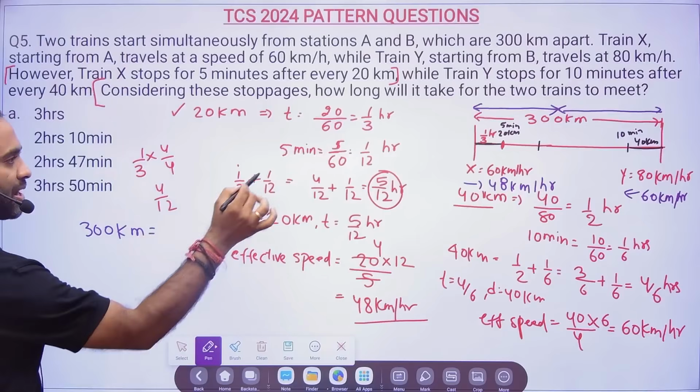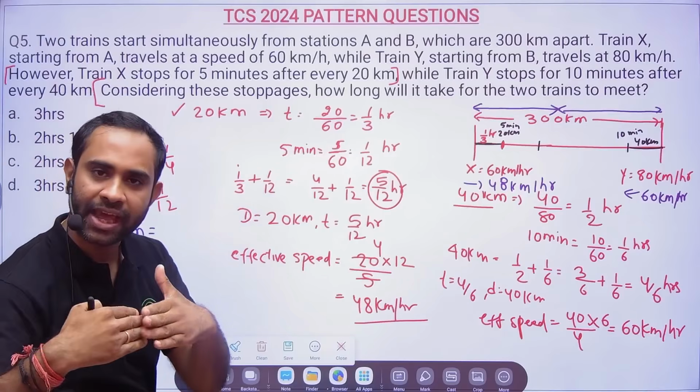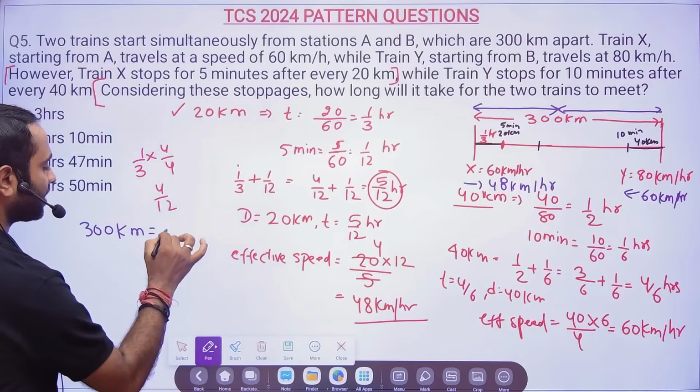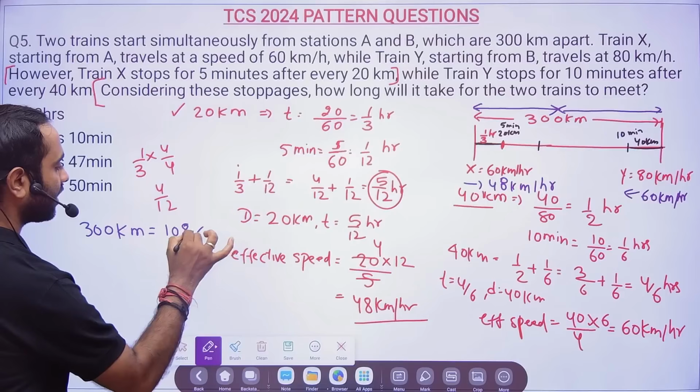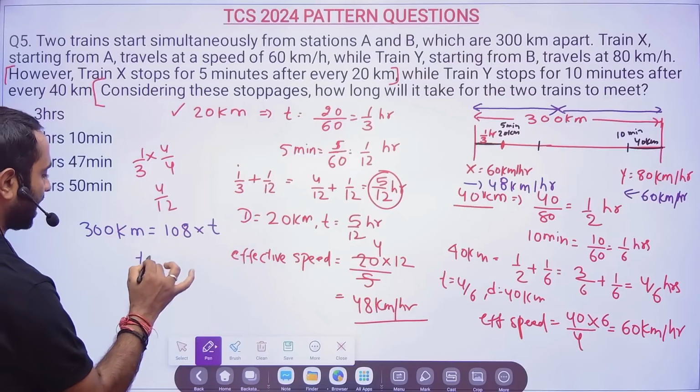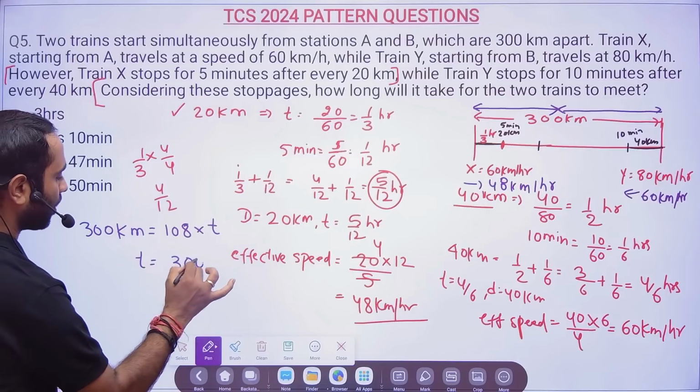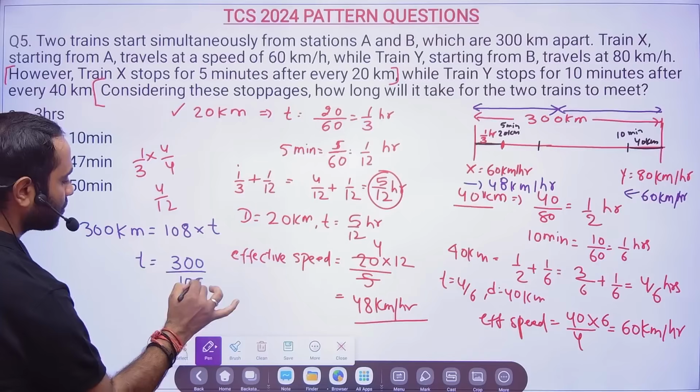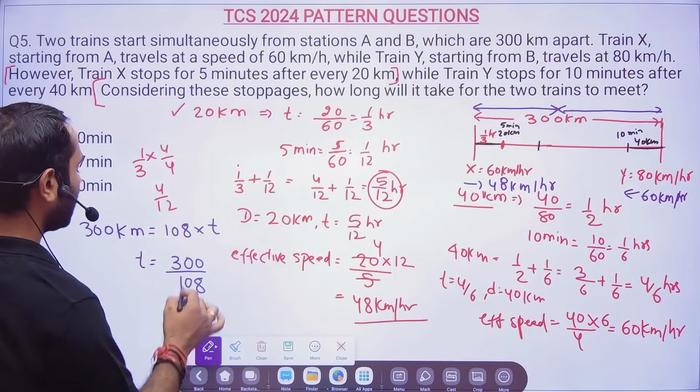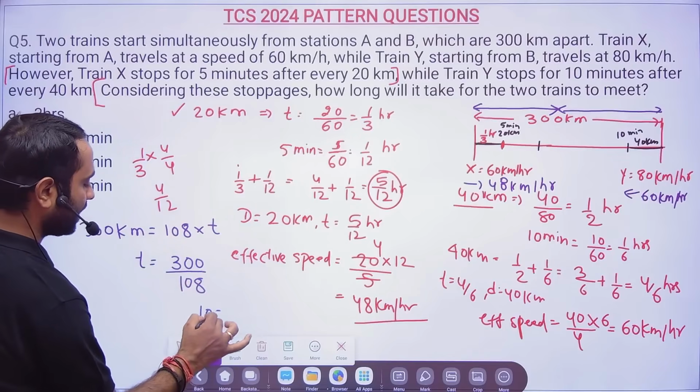So distance will be equal to speed times time. Both are going in opposite directions, so the relative speed is 60 plus 48, which is 108, and time will be t. So time will be 300 divided by 108, right? So friends, 108 into 3.